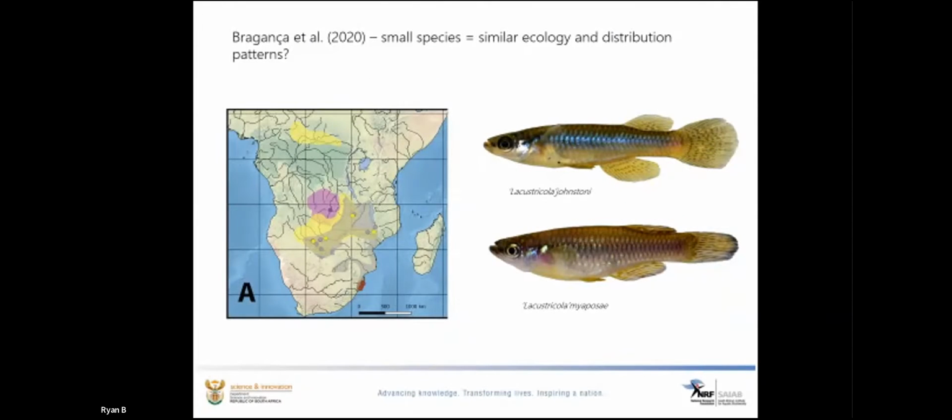Here, I will highlight a subject that was not really approached in the species redescription paper. Considering that the Lacustricula in general have about the same size, they are all small species, and in this picture, we have johnsoni and myaposae, which are sister species. Why does Lacustricula johnsoni have a much broader distribution, in gray on the map, than myaposae, in brown, occurring only in KZN and probably in neighboring areas in Mozambique? This is probably due to a difference in ecology or to a historical process.